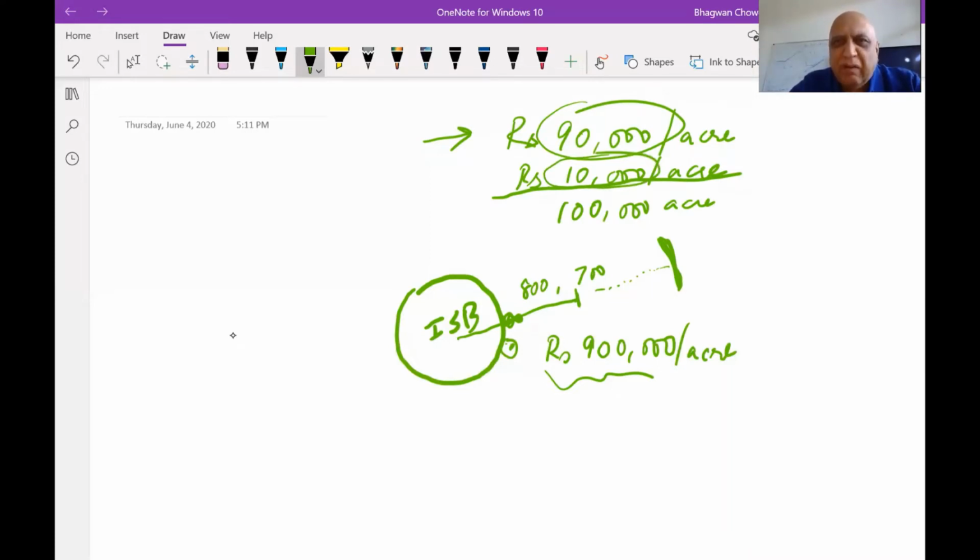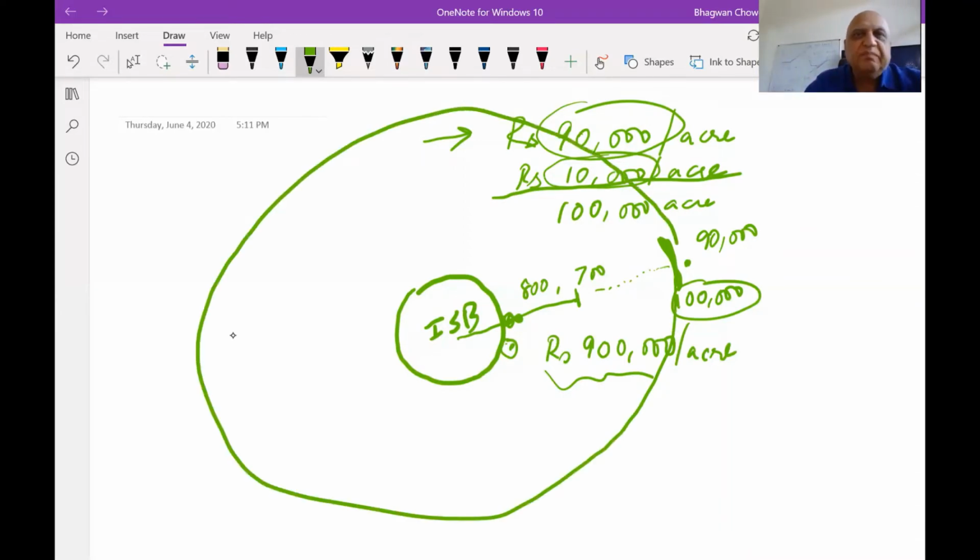Okay, but there will be some point far away from ISB where this number is going to be exactly 100,000. So the area right around that is not worth developing. Why? Because it's worth 90,000, and if I develop it, it's going to be worth 100,000. So I'll say, let it go. So a ring around ISB like this will get developed. The closer you are to ISB, the higher will be the value. As you go farther and farther, the value would be basically 100,000, and that's where you will stop.